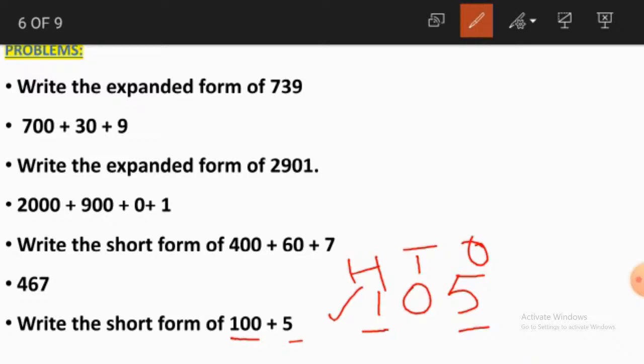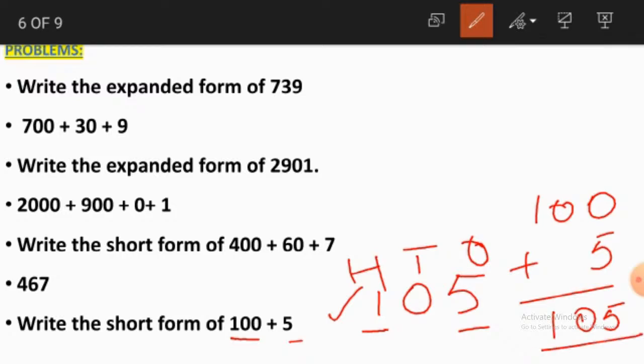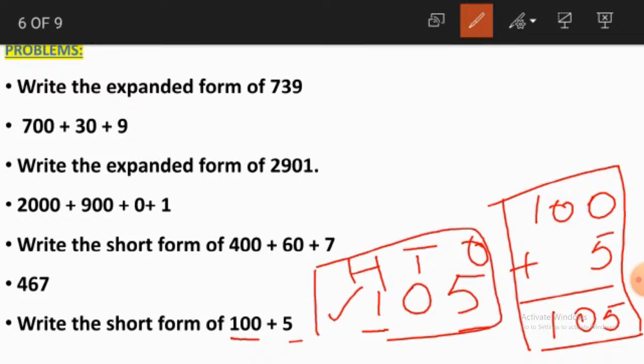Another easy way of solving this short form is you can simply add these two numbers, 100 plus 5. What will this give us? 0 plus 5 is 5, 0 and 1. 105. This is also easy, right? So whichever way you are comfortable, you can either add and get the short form or you can do it this way by filling up the place values.